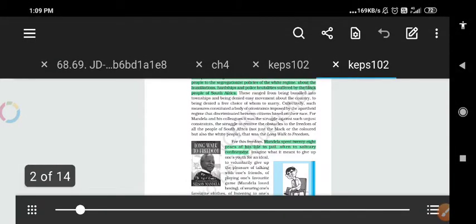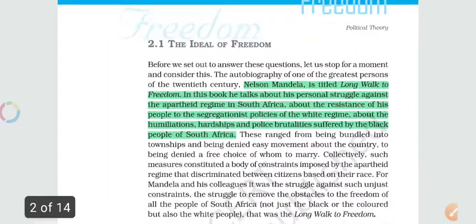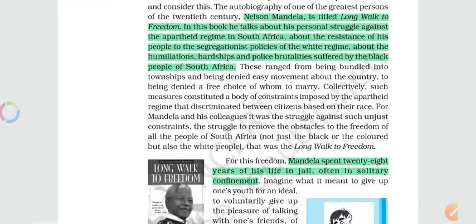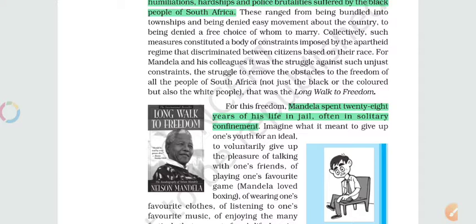Under the first point, the ideal of freedom, you can read that Nelson Mandela's autobiography is titled Long Walk to Freedom. In this book he talked about his personal struggle against the apartheid regime in South Africa, about the resistance of his people to the segregationist policies of the white regime, about the humiliations, hardship, and police brutality suffered by the black people of South Africa.